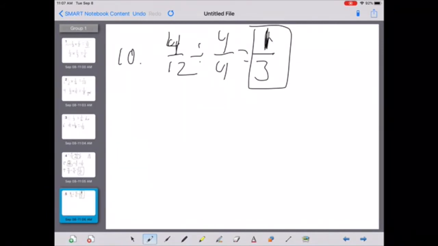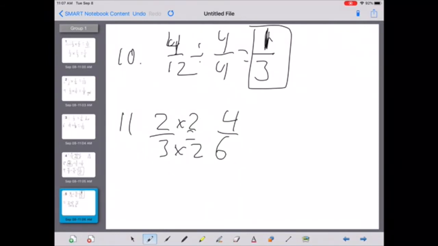Benito is running a 6-mile race, so each mile is 1/6 of the race. Benito has run 2/3 of the race. How many miles has he run? So Benito has done 2/3 of the race, which is a total of 6 miles. How did I get from 3 to 6? I multiplied by 2. If I do it on the bottom, I do it on the top. 2 times 2 is 4. Now the question is, how many miles has he run? The answer is 4, and then your label is miles.